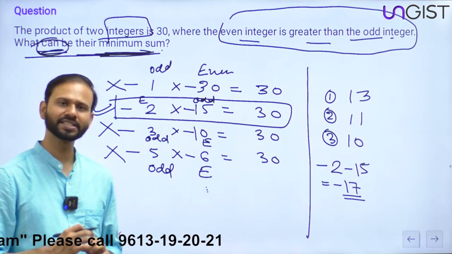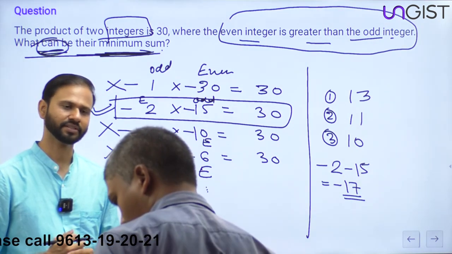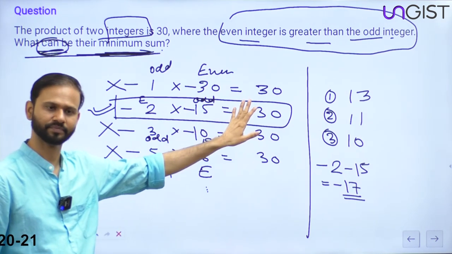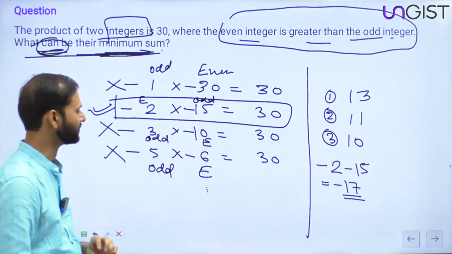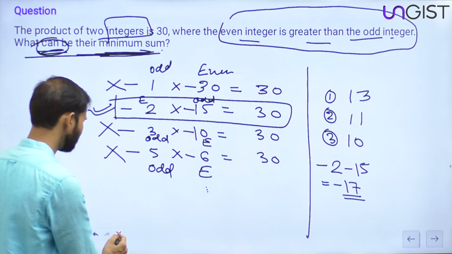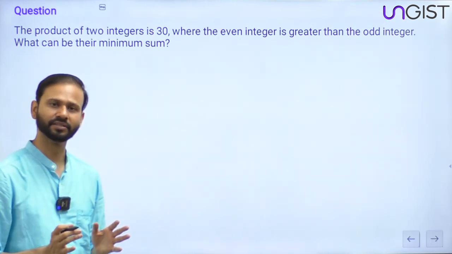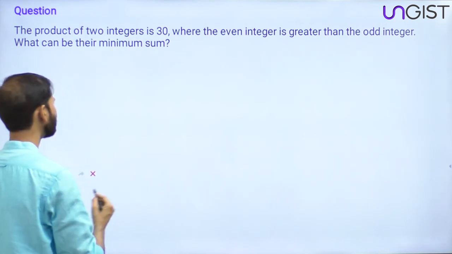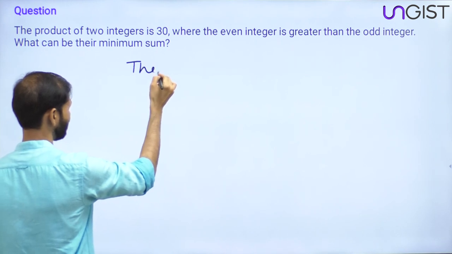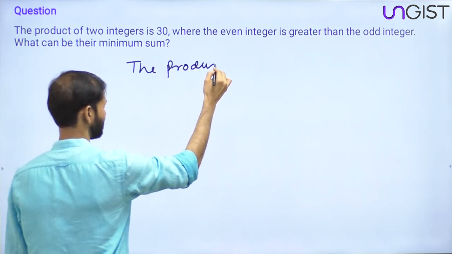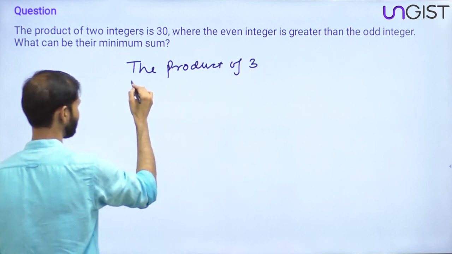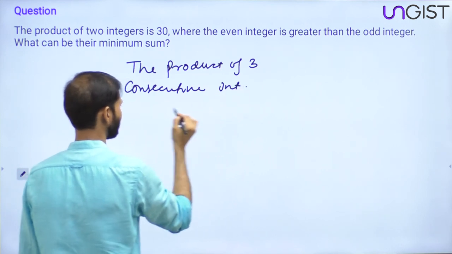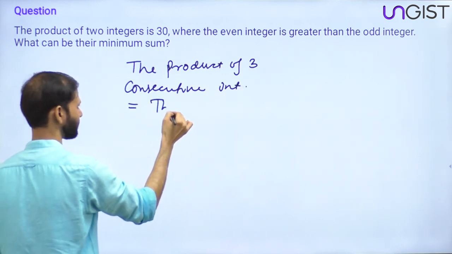Everyone, you know what? This time, UPSC has asked one question based on very similar logic. Let me show that question. UPSC has asked about the product of three consecutive integers. I don't have the question in the slide, so I'll write it. The product of three consecutive integers is equal to their sum.